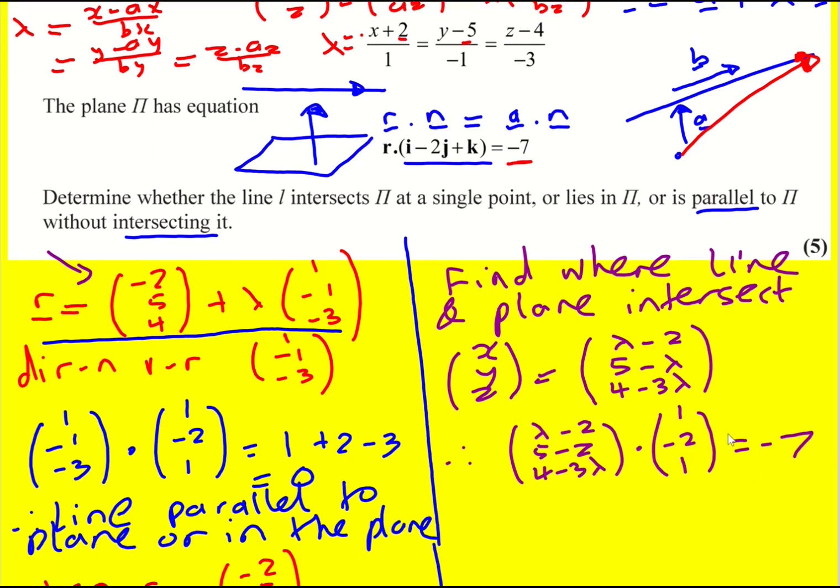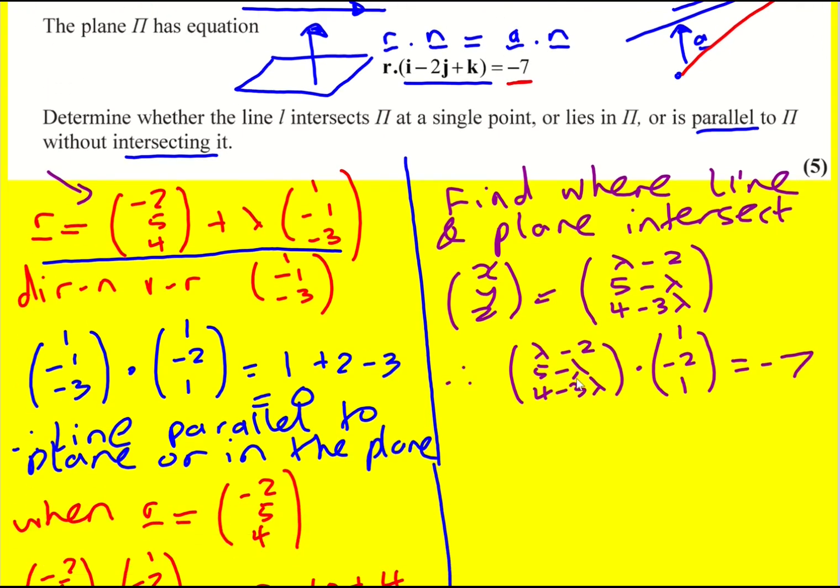Again, we can now find, sorry, I don't know why I wrote z there, that should have been a lambda. We can now find the value of lambda where it intersects. If it doesn't intersect, then we'll find some sort of contradiction. So let's do the dot product. We're going to get lambda minus 2 minus 10 plus 2 lambda plus 4 minus 3 lambda equals minus 7. The lambdas actually cancel out. And we're left with minus 8 equals minus 7, which is not possible.